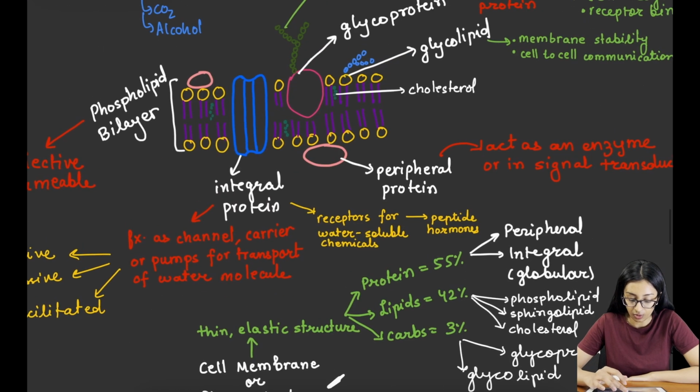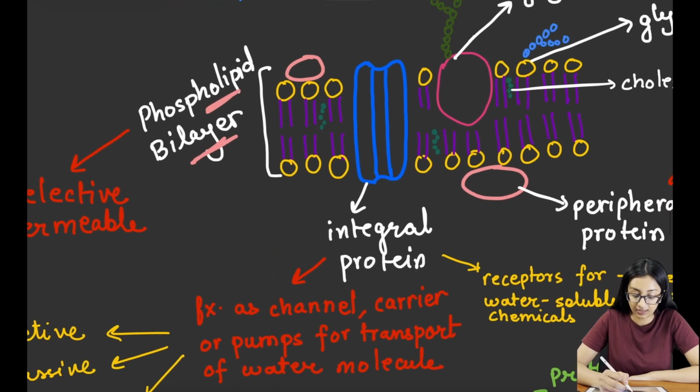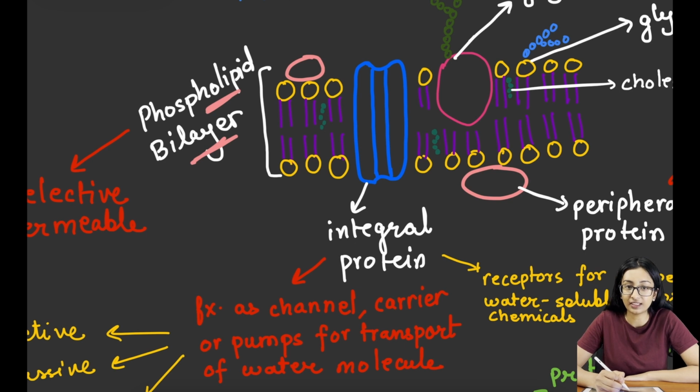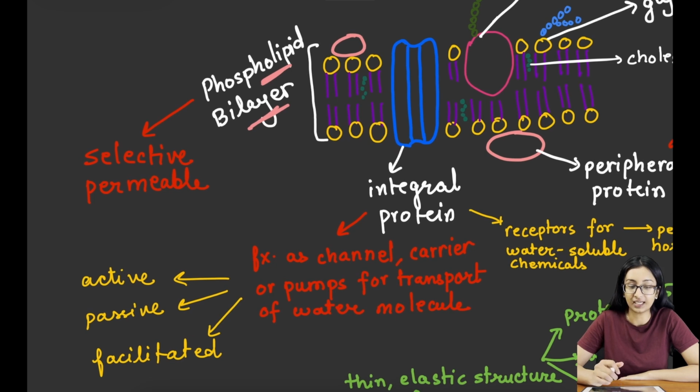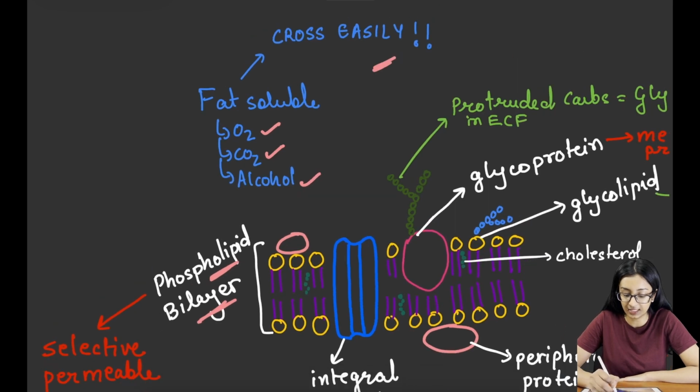So, cell membrane or plasma membrane, it is made up of phospholipid bilayer. That means there is a circular head that is hydrophilic in nature and the purple lines that are hydrophobic in nature. So now by this we can understand it is selectively permeable in nature. It will not take water directly, but it will take all the fat soluble substances like oxygen, carbon dioxide, alcohol. They cross easily over here.